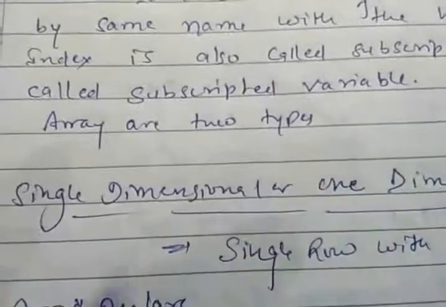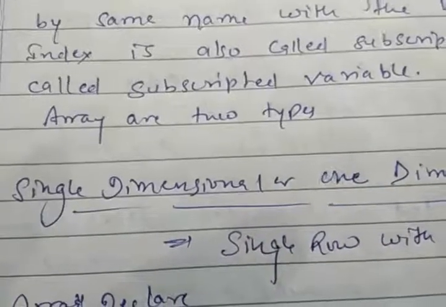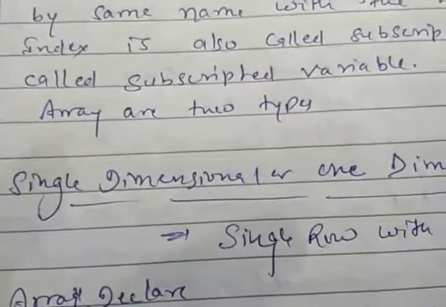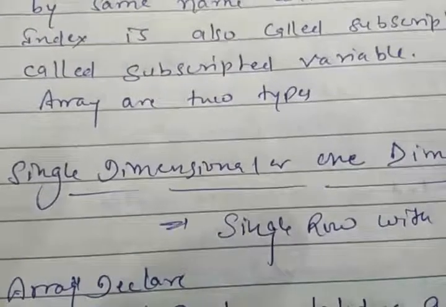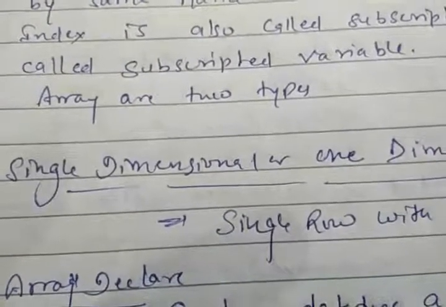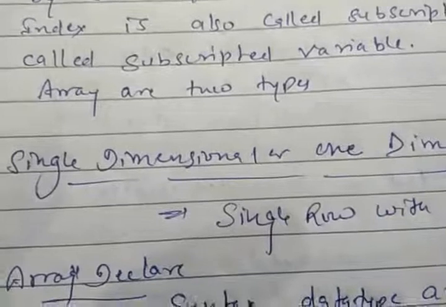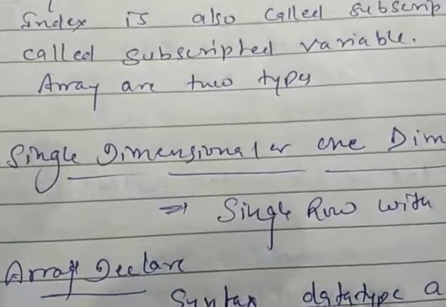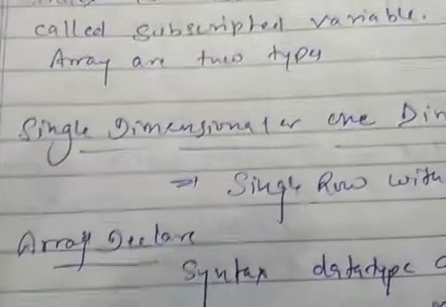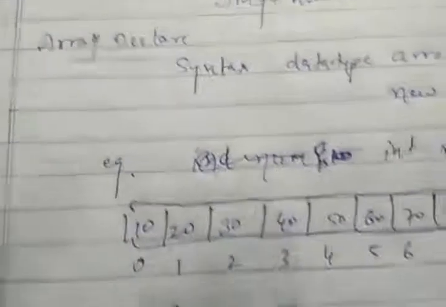So there are two types of array. Number first is single dimension, also called a one dimensional array. A single dimension array will contain a single row, and there may be one column or more than one column. Let's take an example.